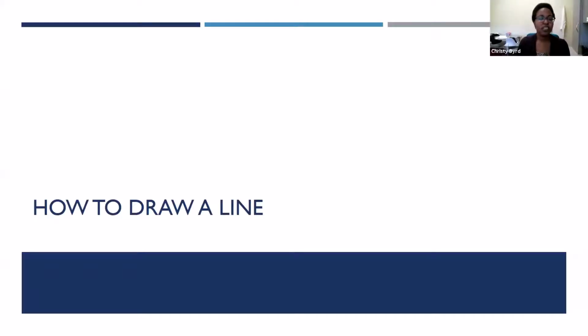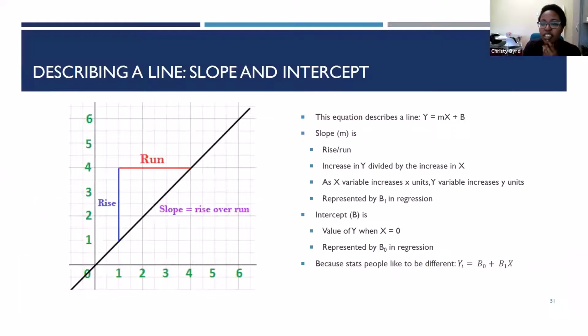So what we're going to do now is talk about how to draw a line and how that connects to the linear model. So first, if I ask you for the equation for a line, what would you say? You might remember from geometry class. You might have said y equals mx plus b. This is how we learn to draw lines in school. The linear model is indeed a line, so all of our models are going to take this form.